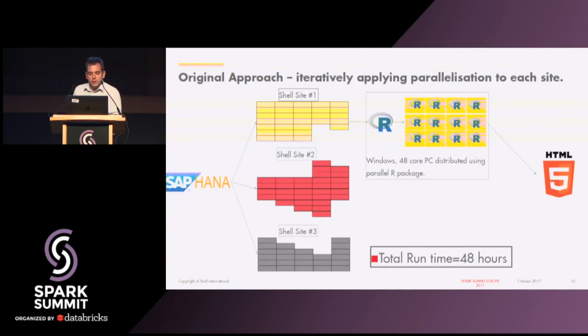Here's what the original approach looked like. As Dan said, it was a standalone on my laptop, actually on this laptop, and it was using an R-based solution. We were extracting historical issue data from SAP HANA, and we were doing this on a site-by-site basis, so extracting data from site number 1, and then we'd input it into R, and then we'd distribute it using the Parallel R package. Now, we started off on the laptop, and then we used an offline, high-performance 48-core PC.